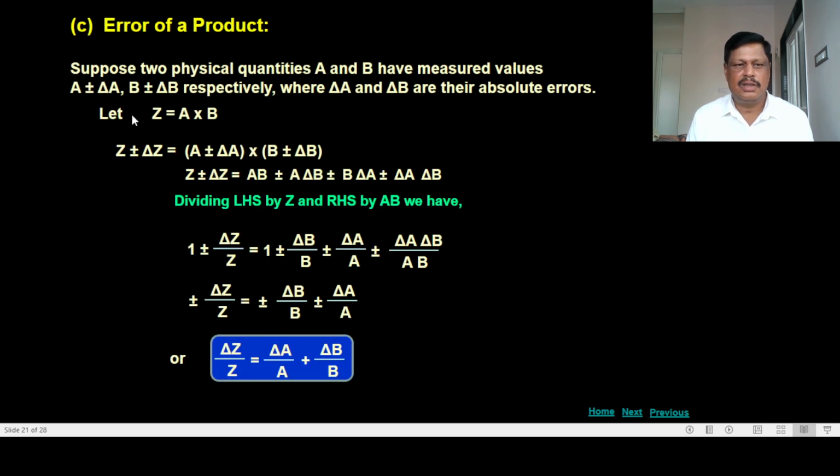Next, the third one is errors of a product. Suppose two physical quantities A and B have measured values A plus or minus delta A and B plus or minus delta B respectively, where delta A and delta B are their absolute errors. Let Z is equal to A into B, because it is error of a product.